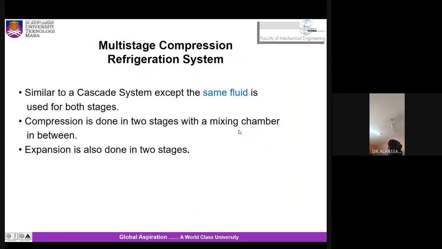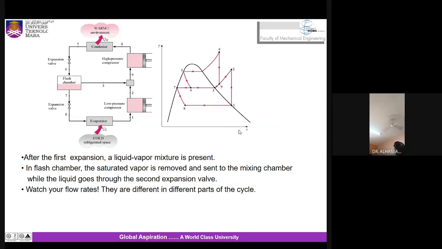And yes, so now the last part, we have multi-stage compression. Multi-stage compression refrigeration cycle. This is done in 2 stages with a mixing chamber in between them. So this is similar to cascade. The only difference is that we have a mixing chamber in between the 2 refrigerators. See, this refrigerator number 1, this refrigerator number 2, and we have a flash chamber in between them. So again, let's see what happens over here.